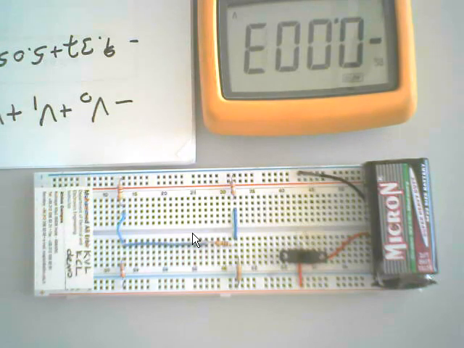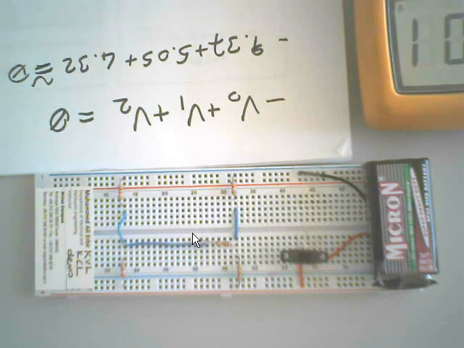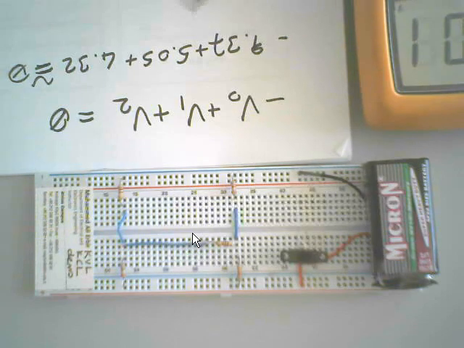Now I will show that, yes, look, minus V0 plus V1 plus V2 summation is 0. So KVL holds. Let's see whether KCL holds.